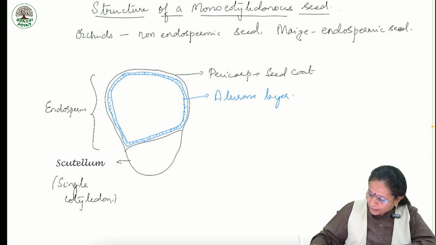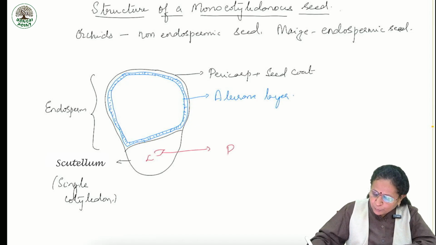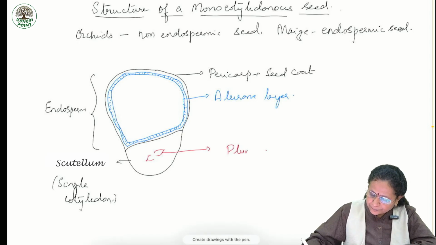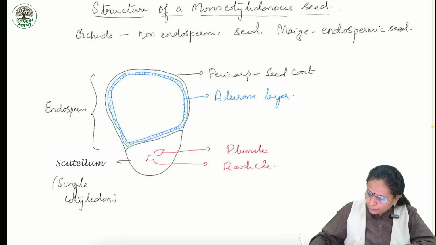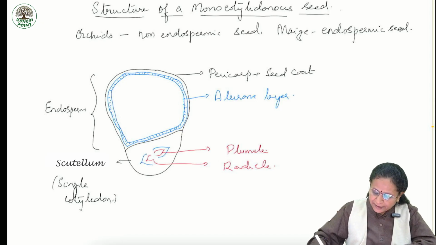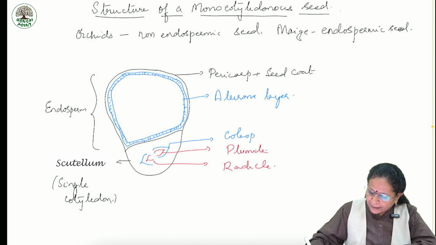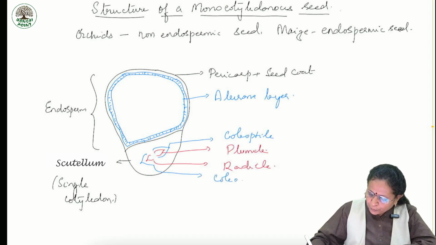Embryo consists of the embryonic axis, which shows this is the plumule, this is the radicle. Plumule is covered by a sheath and radicle is also covered by a sheath. The sheath which covers plumule is called coleoptile and the sheath which covers radicle is called coleorhiza.